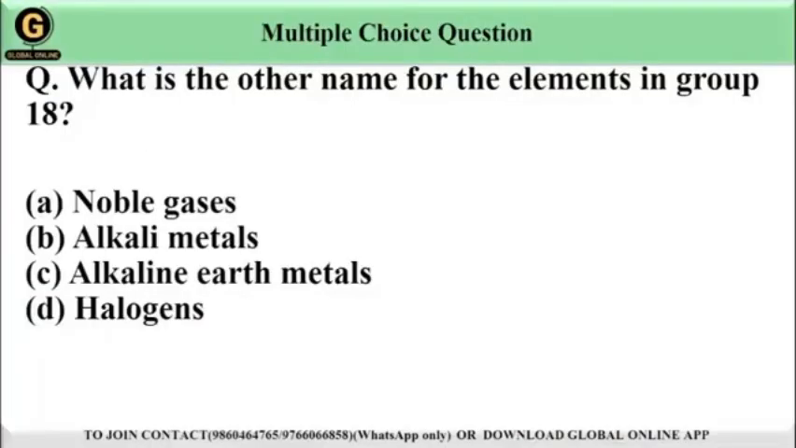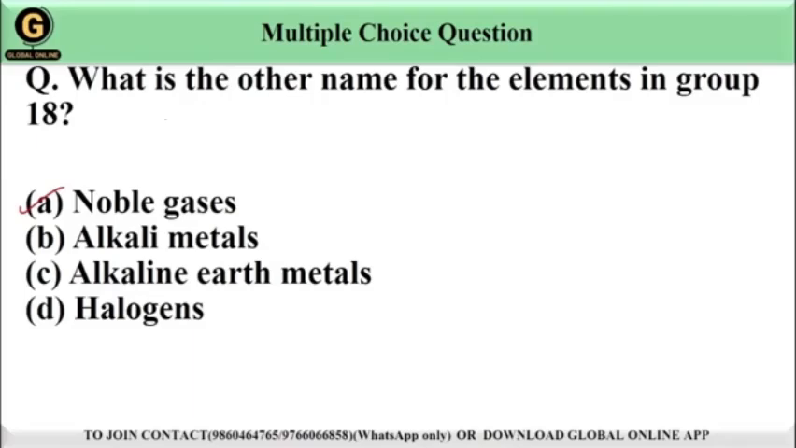What is the name of the element of group 18? We have options here. Option A, noble gases, option B, alkali metals, option C, alkaline earth metals, and option D, halogens. So friends, the elements in group 18 of the periodic table are known as noble gases. These gases are characterized by their stability and very low reactivity due to their full electronic shells.